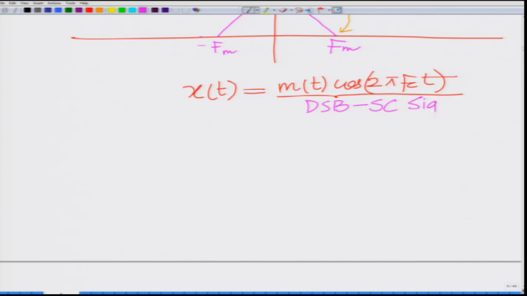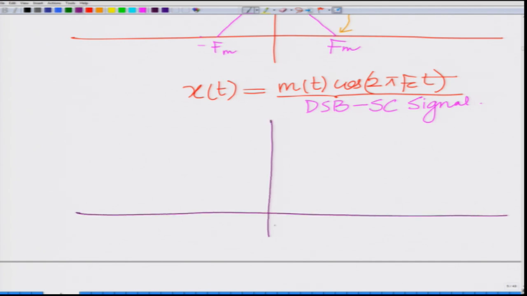The double sideband suppressed carrier signal has a spectrum that comprises two bands centered at fc. So, from fc minus fm to fc plus fm, a band shifted to fc, and another band shifted to minus fc, that is minus fc plus fm and minus fc minus fm.